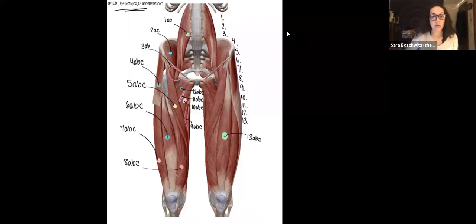And now we're going to go through some of those answers. So I will write down abbreviations for the IDs, and I will say out loud the actions and innervations because it would take up a little too much room to write that all out. So pay attention and try to see if your answers match up with mine. All right, so number one, we have the Psoas Major.